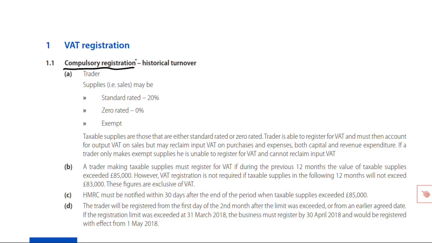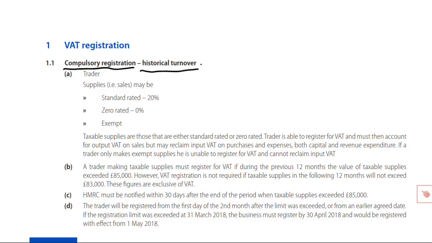The first issue that we look at for compulsory registration is, as you see here in your notes on chapter 25, compulsory registration based on historical turnover. We're going to look back, as we'll see, over the previous 12 months to see whether that turnover exceeds the VAT registration threshold that would then require that business to register for VAT.